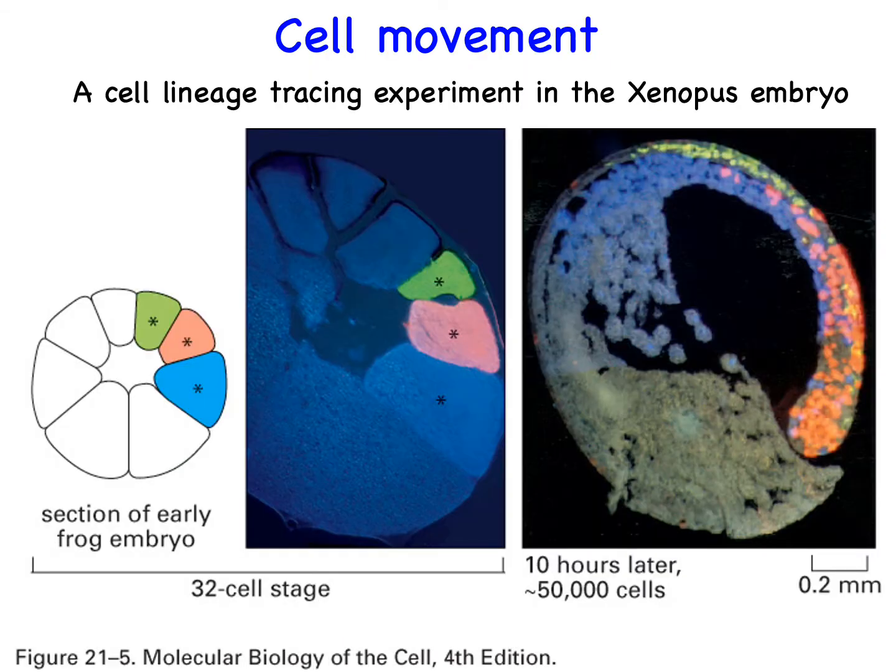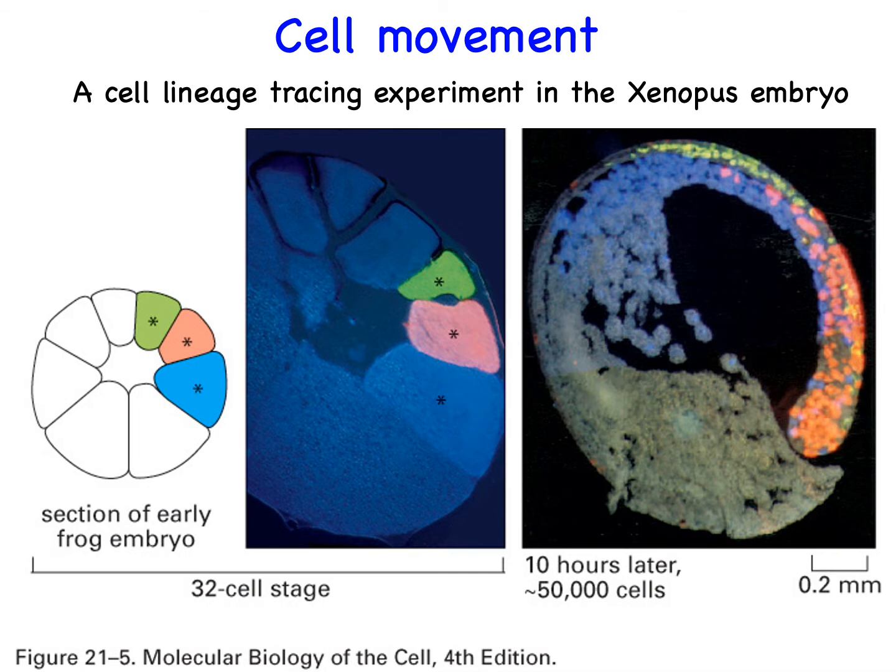Now, a third process that's going on is, again, cell movement. And this is an example of that. And now we've switched to another model system, frog, Xenopus. This is an embryo shown on the left, a schematic showing the embryo at the 32 stage. And at that stage, individual cells were injected with different colored dyes.